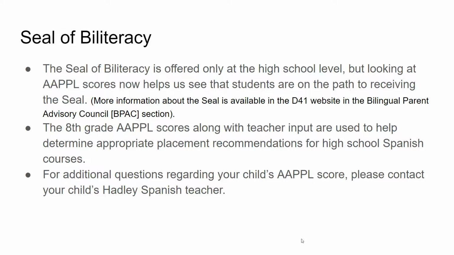In 8th grade, we use those scores along with teacher input to determine an appropriate placement for recommended high school Spanish courses. Again, in 5th grade, we use those scores to see how well our students are aligned with the pathway to achieving the seal. If you have any questions about your child's AAPPL score, you can contact your elementary school teacher, plus teacher, or your child's Hadley Spanish teacher.